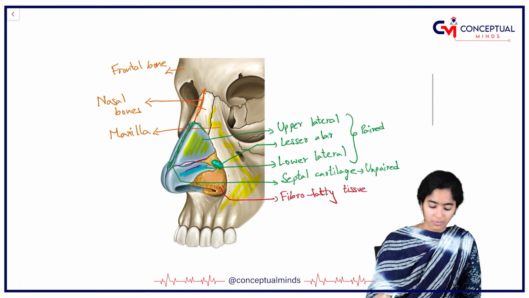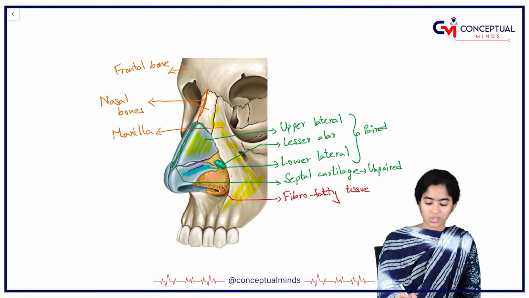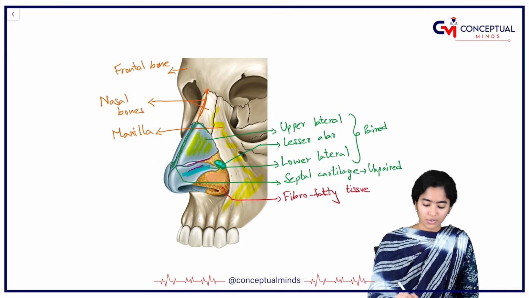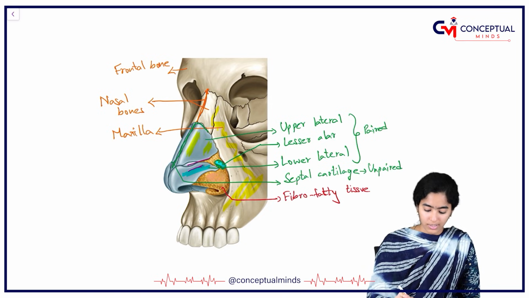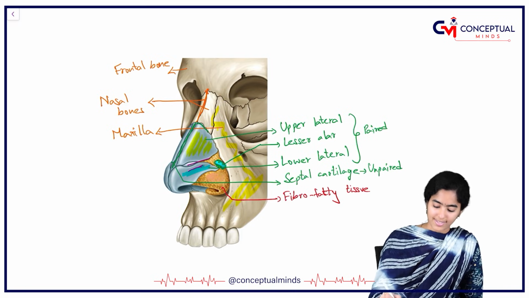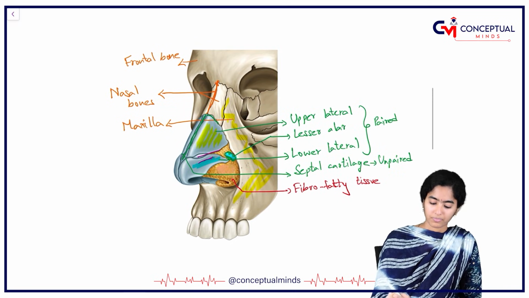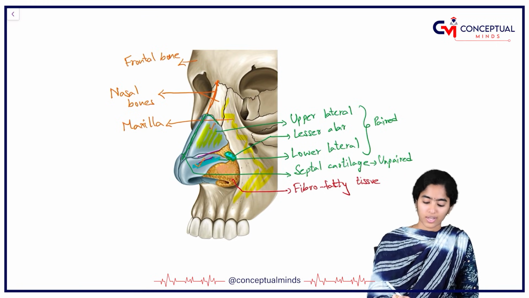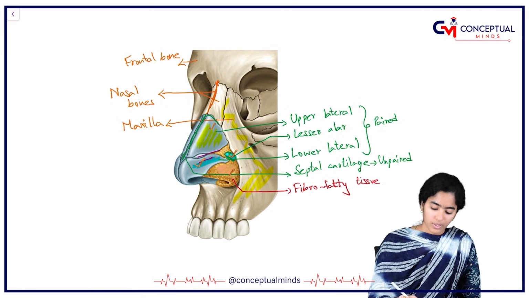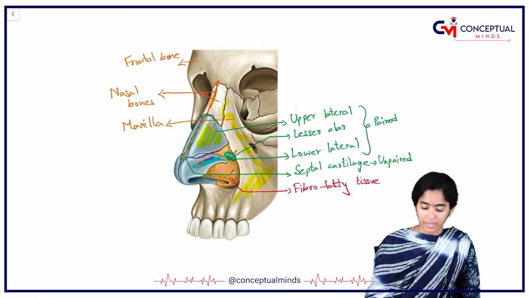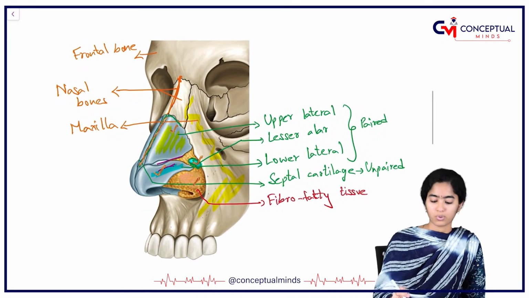And this is a picture showing the two nasal bones and how the maxilla and frontal bone are supporting them, and the cartilages of the nose are also shown here. The upper lateral cartilage. This is the upper lateral cartilage. This is the lower lateral or alar cartilage, and this is the lesser alar cartilage and fibrofatty tissue with the septal cartilage in the midline. Another interesting point that can be observed here is a bonus point.